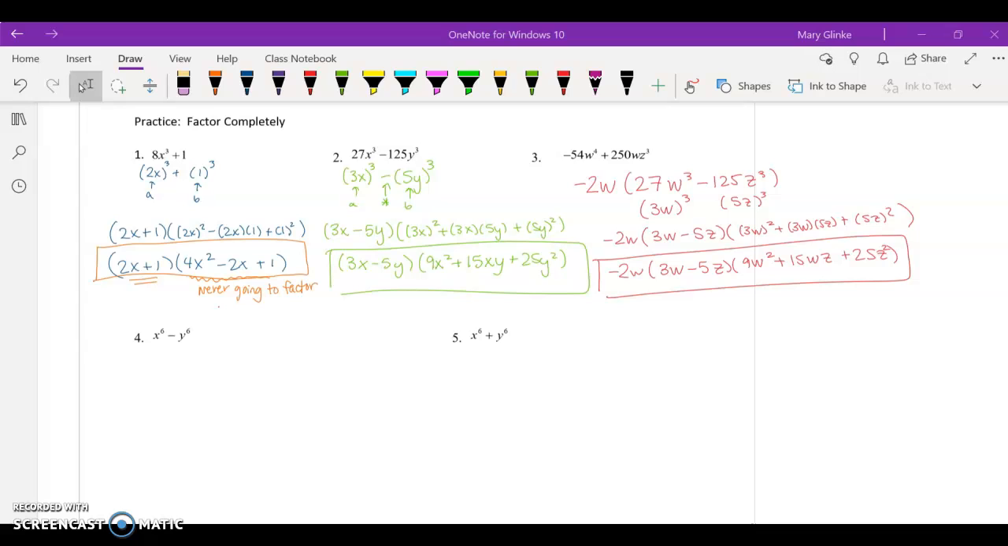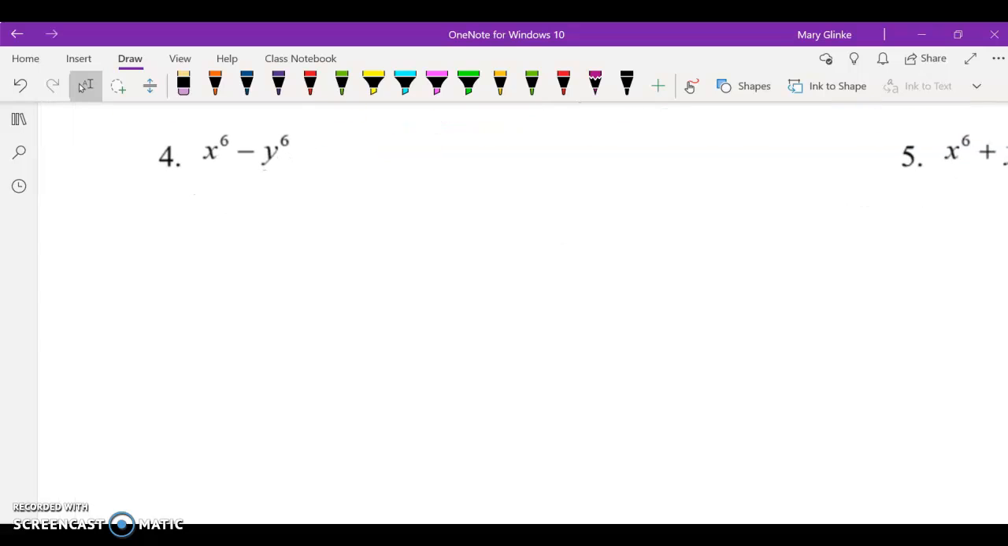Now, with number 4 and number 5, these look very similar, but we're going to actually get very different results based off of how we're going to factor these. So we're going to use sum and difference of cubes as a last-ditch resort. So we're going to see, does anything else work first? And then we're going to go to sum and difference of cubes. What that means for number 4 is, when we ask, does anything else work first? The answer is yes.